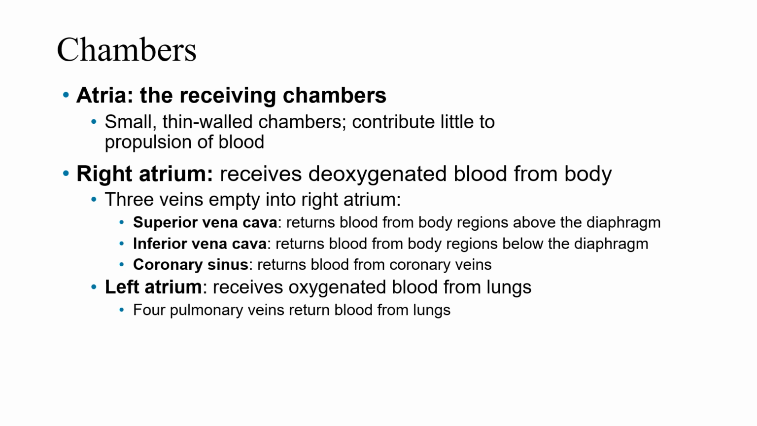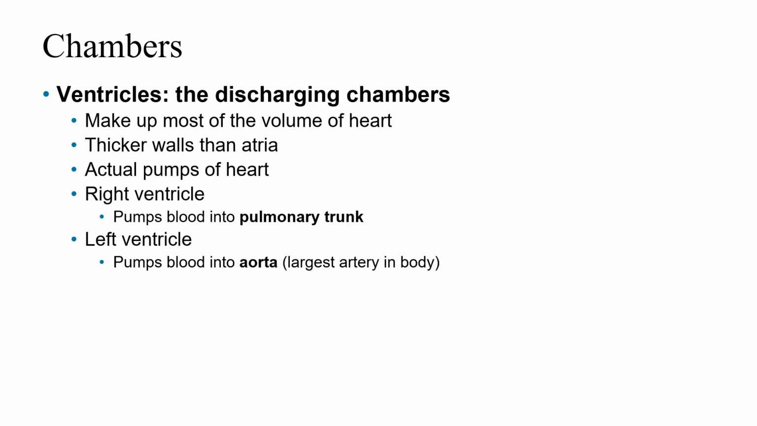Then you have the left atrium. So the left atrium is going to receive the oxygenated blood coming off of that pulmonary circuit. And the 4 pulmonary veins located on the posterior side of the heart are actually going to return that blood from the lungs. And so from the left atrium, we're moving into the left ventricle. That's where you're going to get your big pump. So the ventricles are the discharging chambers. They're the muscular chambers that are helping to push blood throughout the body, and they actually make up most of the volume of the heart.